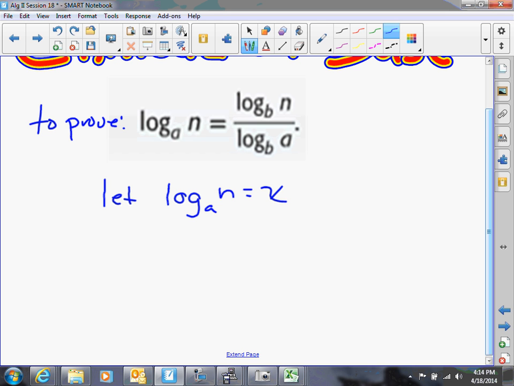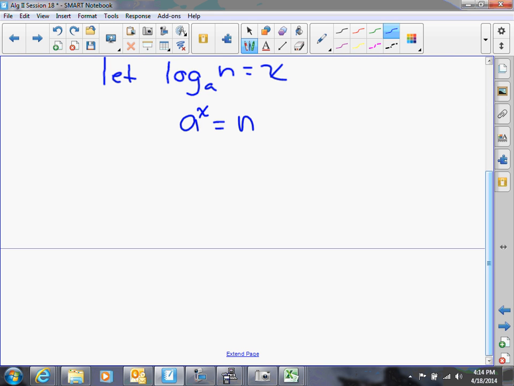Okay, so if this is the starting point, then I'm going to use the definition of logs to rewrite this logarithmic equation in exponential form, and it becomes a to the x equals n. Remember, the base of the log is the base of the exponent. The log is the exponent, so x is the exponent, and then n is the thing we get on the other side. Now, I'm going to take the log base b of both sides of this.